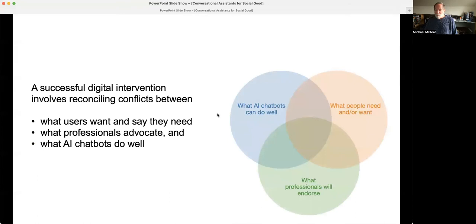When creating our chatbot, we had to take three different things into consideration: what the users want and what they say they need on the one hand, then what the professionals advocate as being useful, and then what the technology will allow. And really it's an intersection between the three of these.